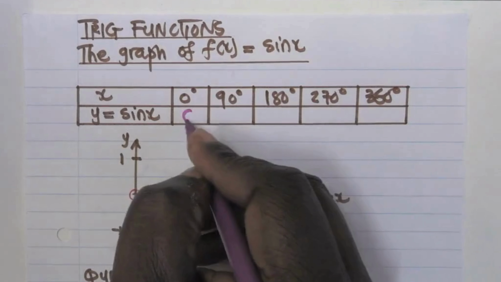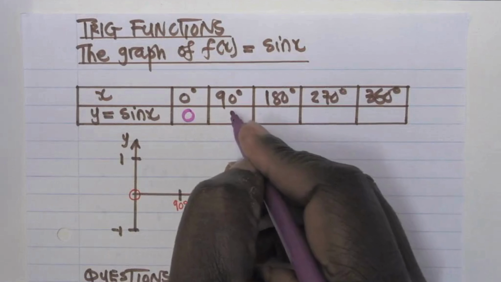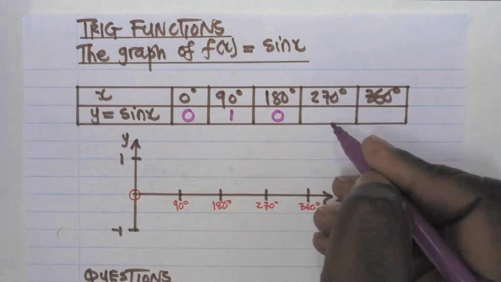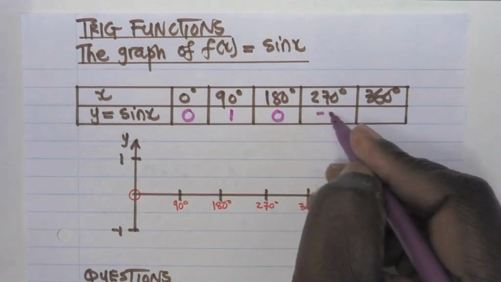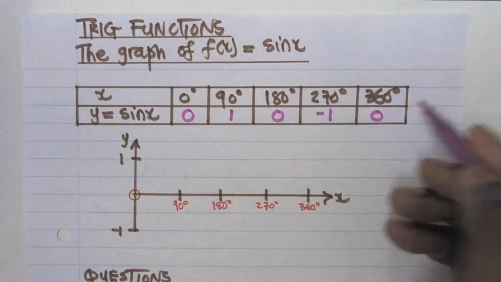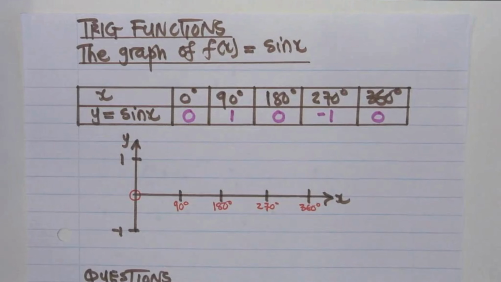For the first one, I'm going to get 0. If I substitute the next one, I'm going to get 1. If I substitute 180, I'm going to get 0. 270 degrees is going to give me -1, and 360 is going to give me 0.